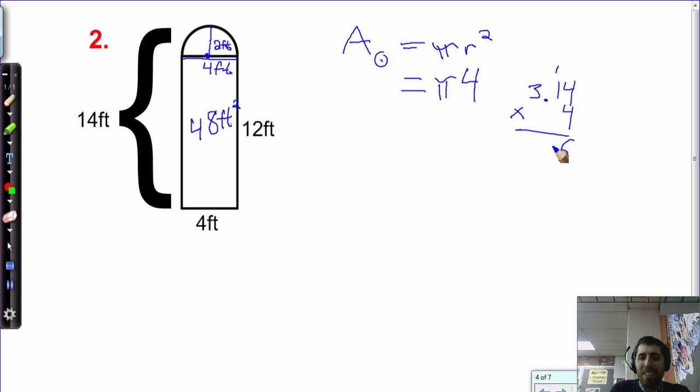4 times 3 is 12, and 56 hundredths. Now the important part to realize is that would be the area of an entire circle, but we only have half the circle we want to include. We already have this whole section below the top half, so we need to divide that by 2. So 12.56 would be the area of an entire circle with a radius of 2. We need to divide it by 2 and find that we get 6.28.